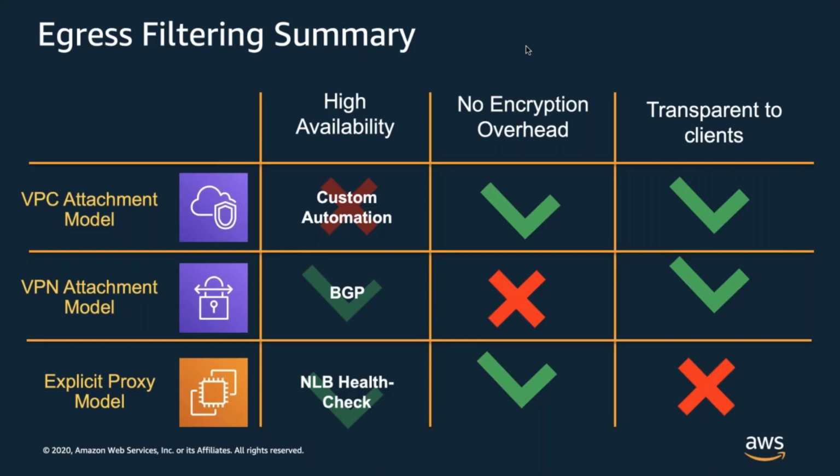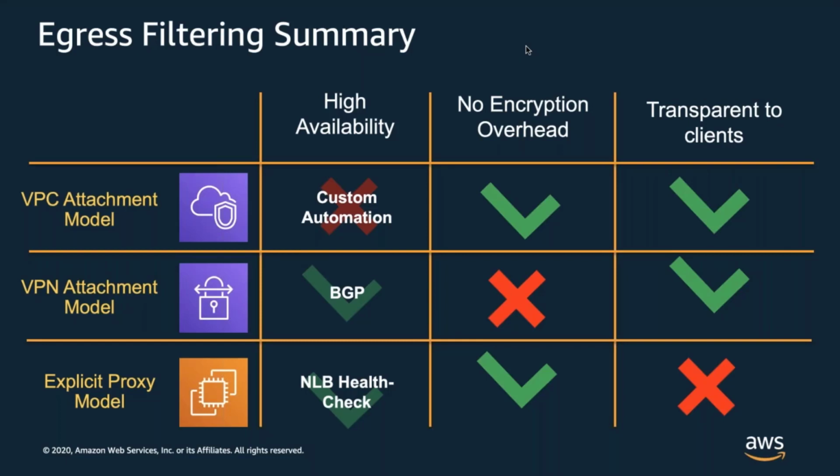You remember, from a high availability point of view, it required us to create our own custom automation. But we didn't have to run any tunnels, so there was no encryption overhead. And because we were using routing, we didn't really have to make any kind of changes to the clients. The VPN attachment model was a little bit better from a high availability point of view, because we could rely on BGP to update the routes every time there was an issue with a firewall.